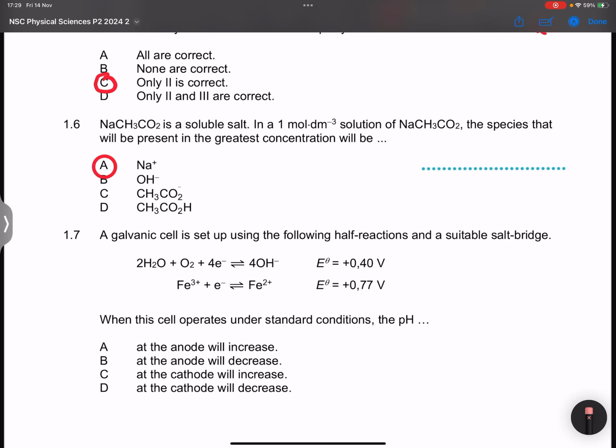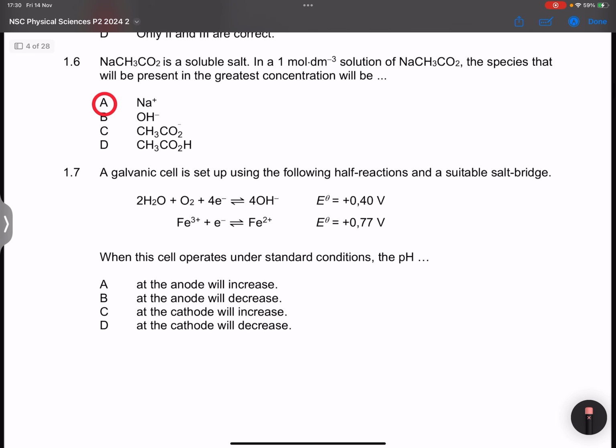Okay, right. And so for the next one, they say a galvanic cell is set up using the following half reactions and a suitable salt bridge. They say when the cell operates under standard conditions, the pH, right?